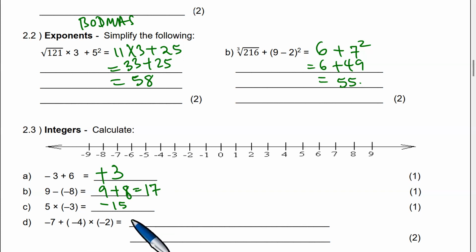Let's check. So you have minus 7. Negative times negative is positive. 4 positive times 2 is what? It's 8. So these two numbers have opposite signs. You take the sign of the bigger number, which is positive. From the bigger number, you subtract the smaller number. What is 8 minus 7? 1. So the answer is 1.